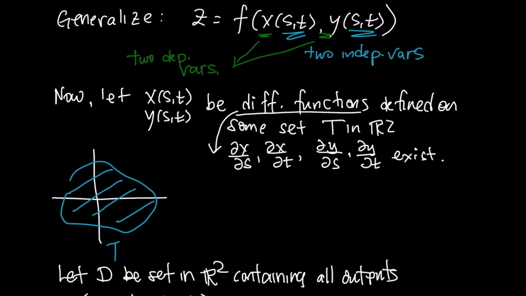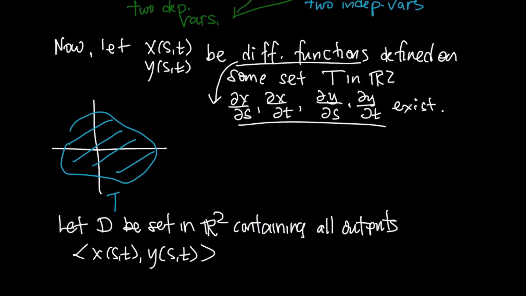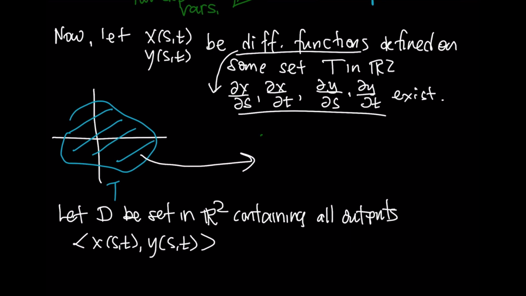If x and y are differentiable functions, that means all of these partial derivatives here exist. That's one of the conditions of differentiability. Now, we are going to take all of the outputs from those two functions, x of s and t, y of s and t, and we're going to put them into some other set. That set is going to be the set of inputs that I need for the function that I'm going to talk about.